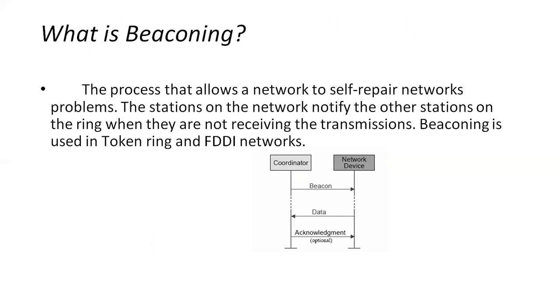What is beaconing? The process that allows a network to self-repair network problems. The stations on the network notify the other stations on the ring when they are not receiving the transmissions. Beaconing is used in token ring and FDDI networks. So how does beaconing work?